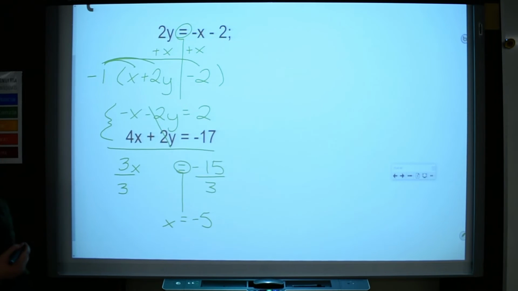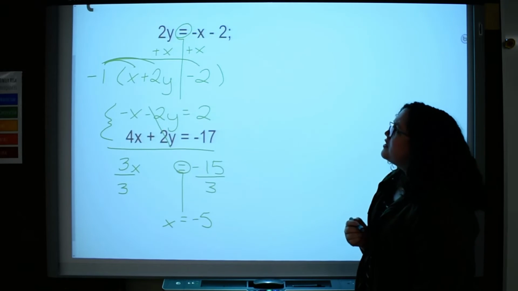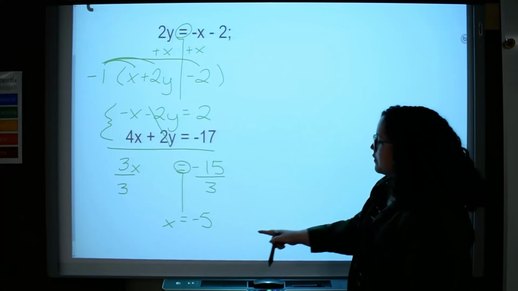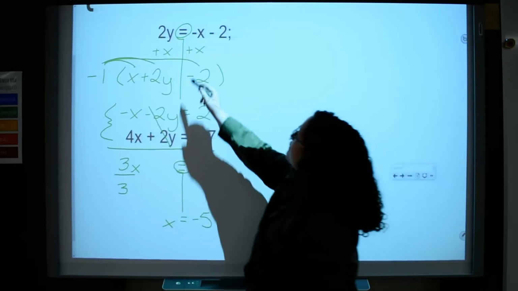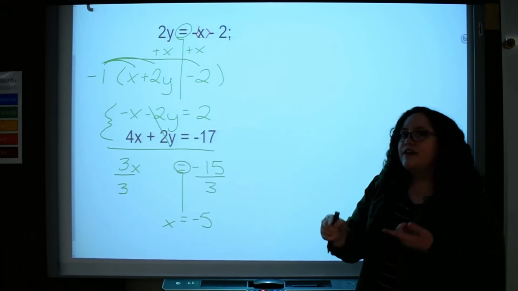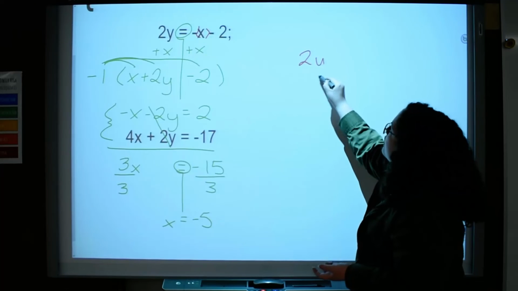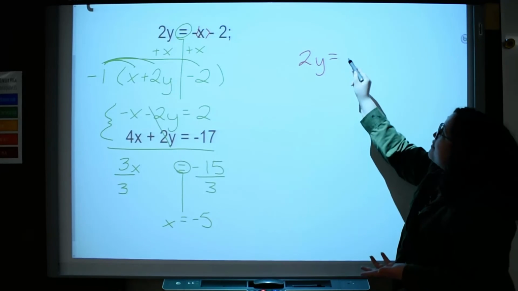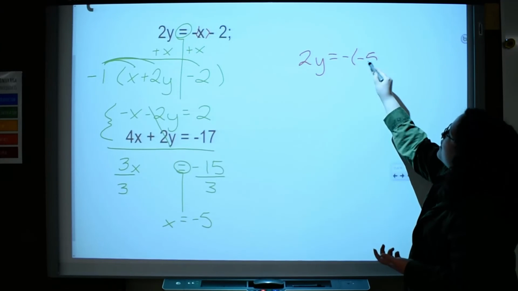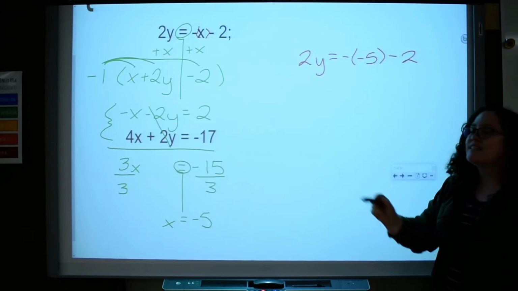And we're almost there. Next up, let's take that first one, because that first one actually already has y on one side by itself. It looks like it might be a little bit easier for us. So we're going to substitute in this negative 5 for the x. We're not substituting it in for the negative x. Be very careful with this. So we've got a 2y equals the negative number. Now instead of x, I'm going to put the negative 5. Yes, it's okay that there's two negatives. We'll survive. All right, let's go ahead and simplify.